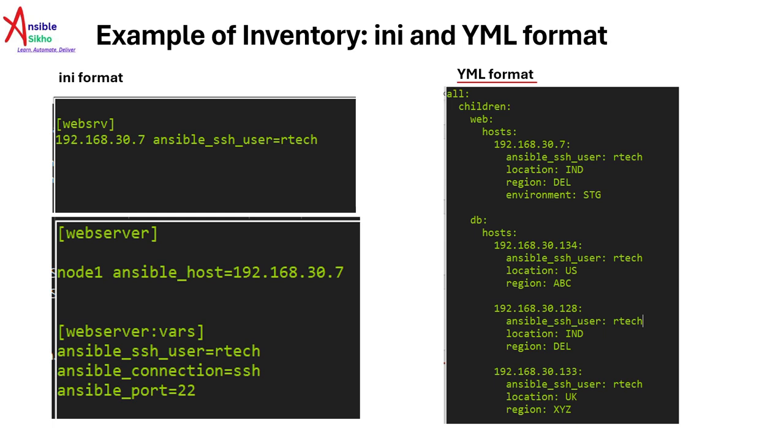So this is YAML format, just like a dictionary. So all means everything, all hosts. All hosts has children. All hosts as a parent, and this is a child belonging to this parent, and we will have web as a group. It is nothing but a group. Here, this is the group and this is the host.